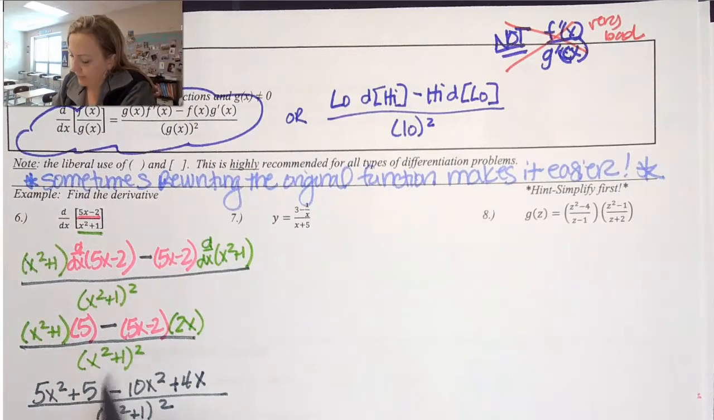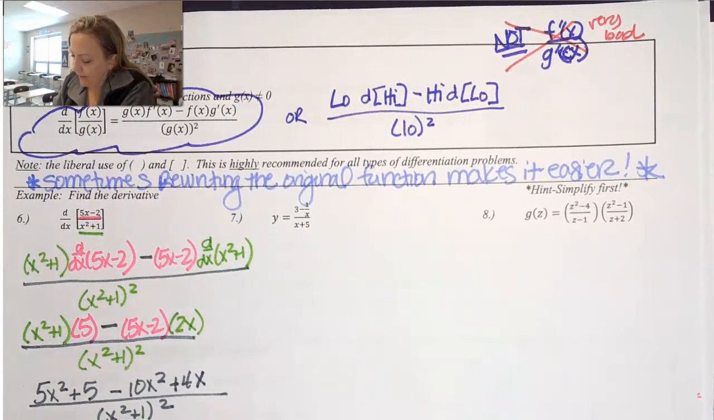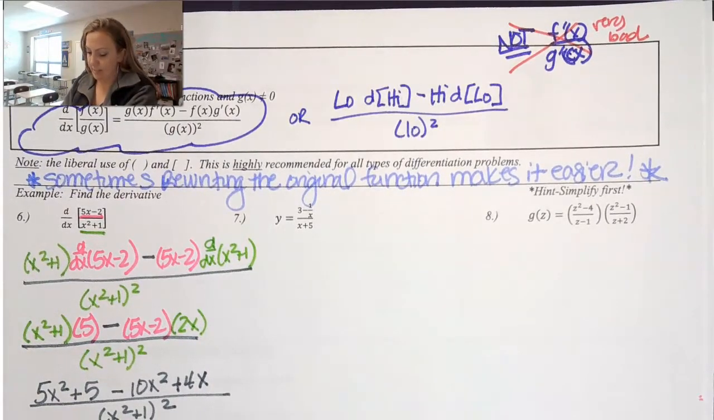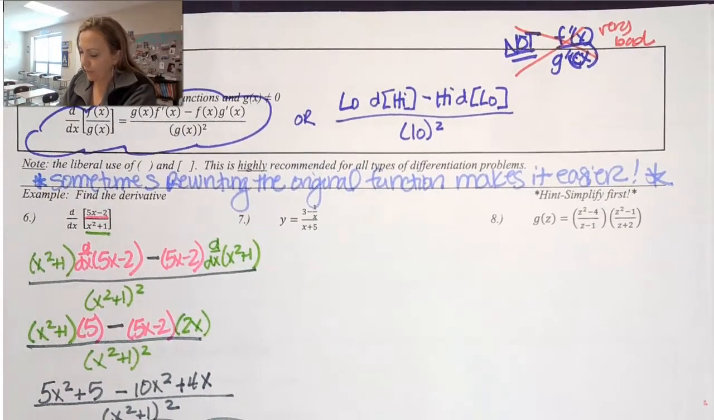And if I write it in standard form in the numerator, I have negative 5x squared plus 4x plus 5 all over x squared plus 1 squared. And that doesn't look factorable.